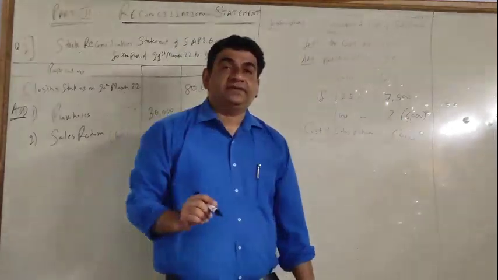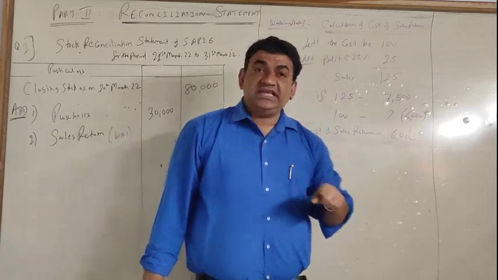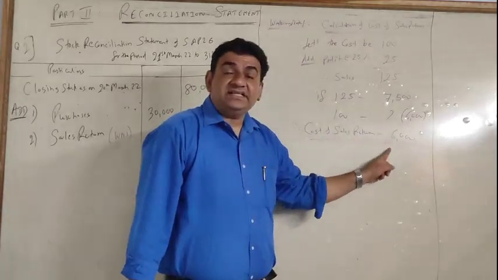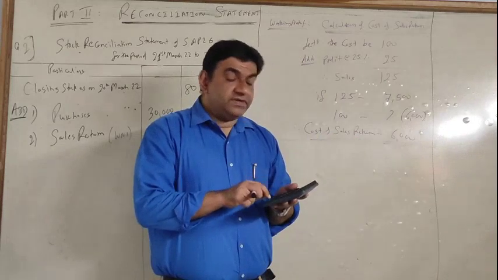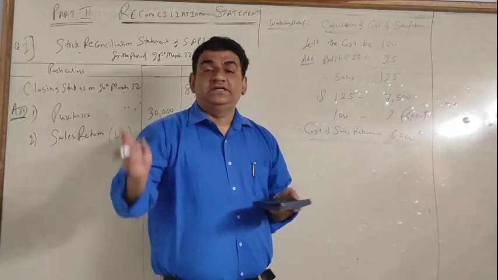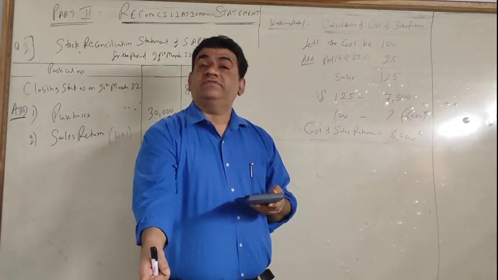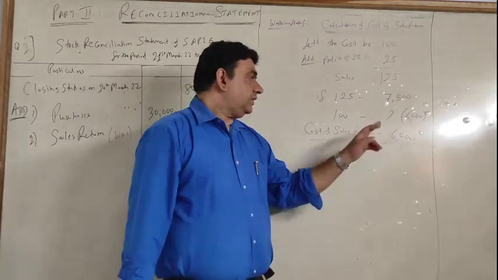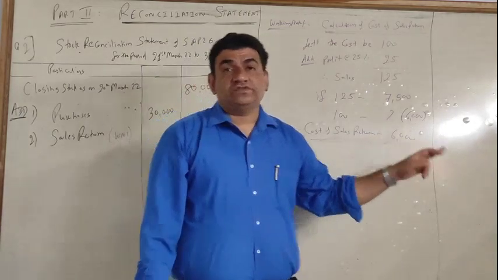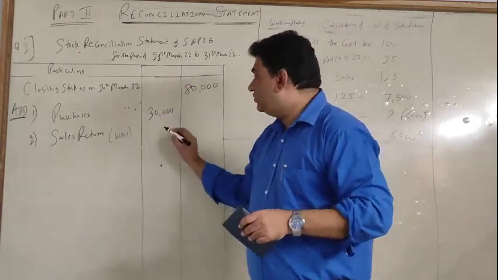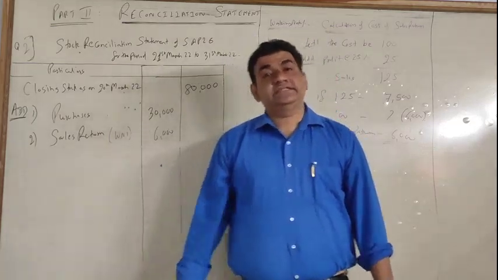Now you all can check. What is my percentage of profit? 25% on cost. See here, cost of sales return is 6,000. Add 25% to 6,000. 25% of 6,000 is 1,500. So 6,000 plus 1,500 automatically gives 7,500. Clear? So the selling price of 7,500 has a cost of 6,000. Come back to the main statement. Against sales return, write 6,000.